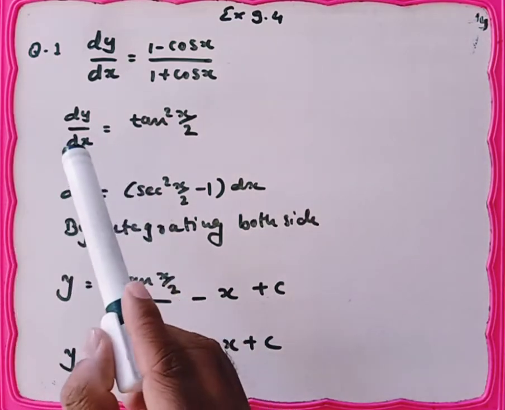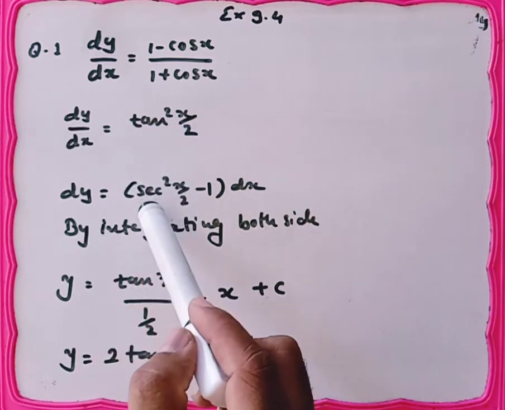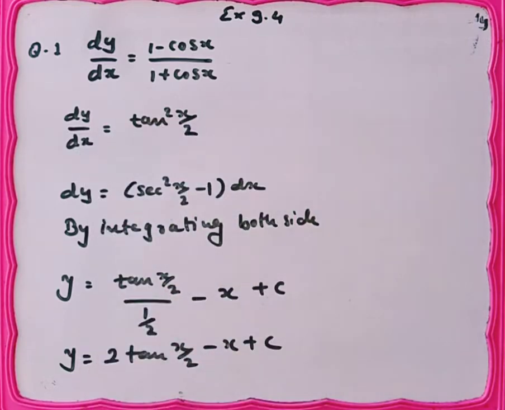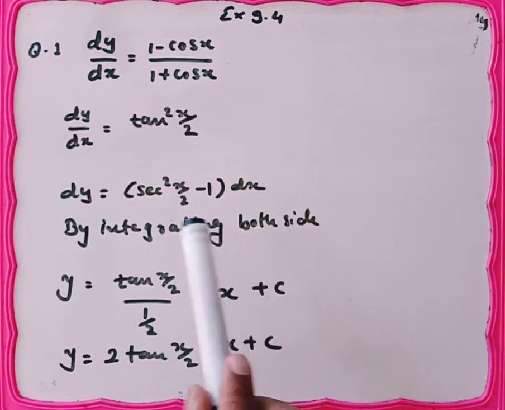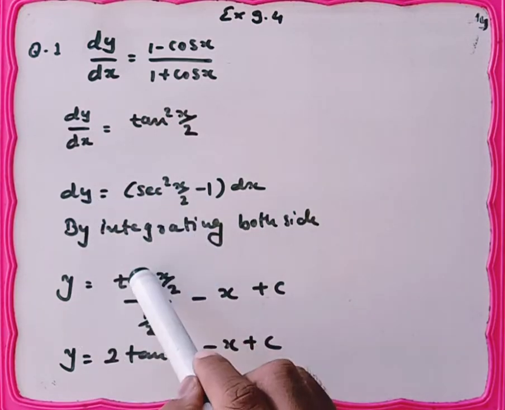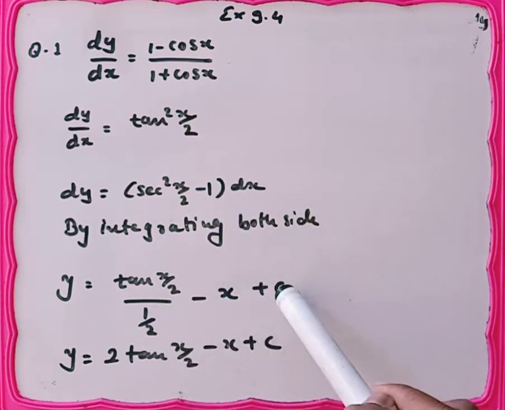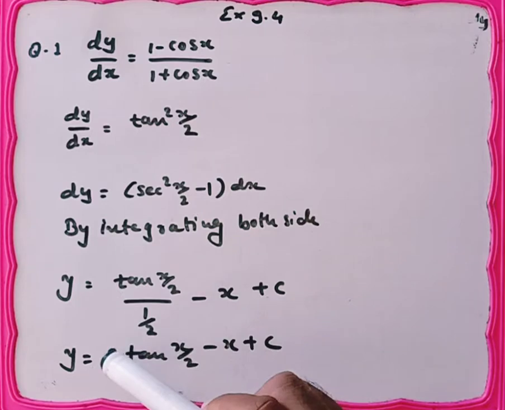Now we separate the variables, then dy equals tan square x by 2, which we can write as (sec square x by 2 minus 1) dx. Now we integrate both sides, then the integration of dy is y, equals the integration of sec square x by 2, which is tan x by 2 divided by 1 by 2, minus x plus c. So 1 by 2 will go up, then it will be y equals 2 tan x by 2 minus x plus c.